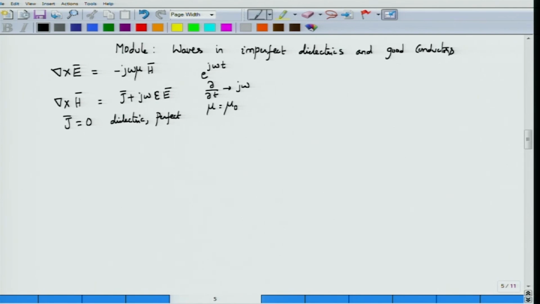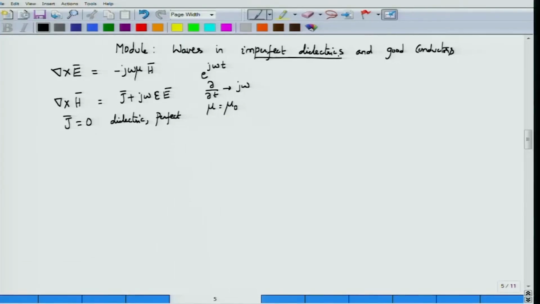However, inside an imperfect dielectric, we cannot assume J is equal to 0, because if we assume that, then there is nothing different from the lossless case, and we will not be able to capture the fact that an imperfect dielectric can actually conduct some amount of electricity. No doubt that electricity will be small, but it can conduct some amount in the form of a leakage current. So in order to take that imperfect dielectric into account, we let J be non-zero.